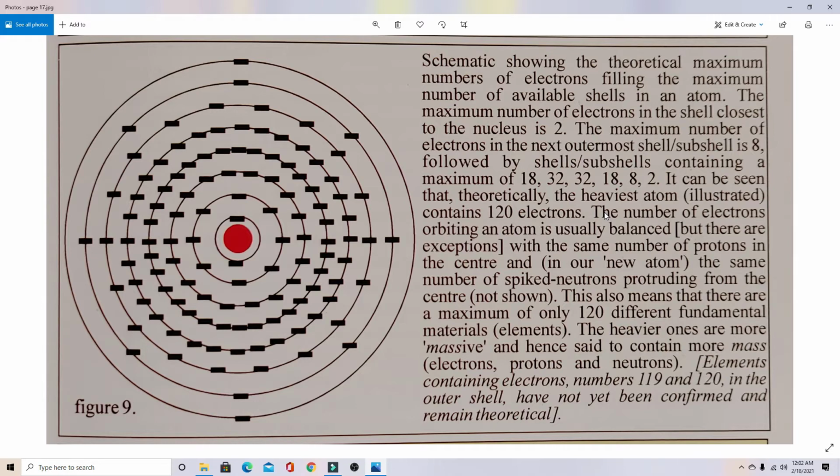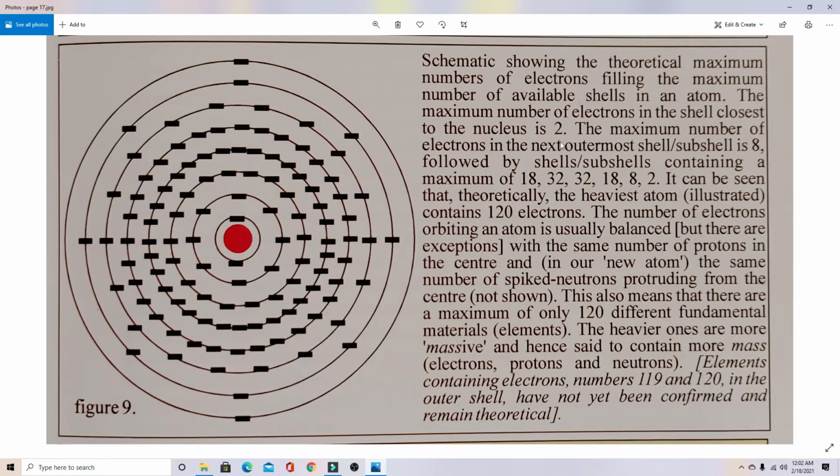All right, so that schematic that he just explained is important because this is reality. So look, it's a schematic showing the theoretical maximum of electrons filling the maximum number of available shells in an atom. The maximum number of electrons in the shell closest to the nucleus is 2.